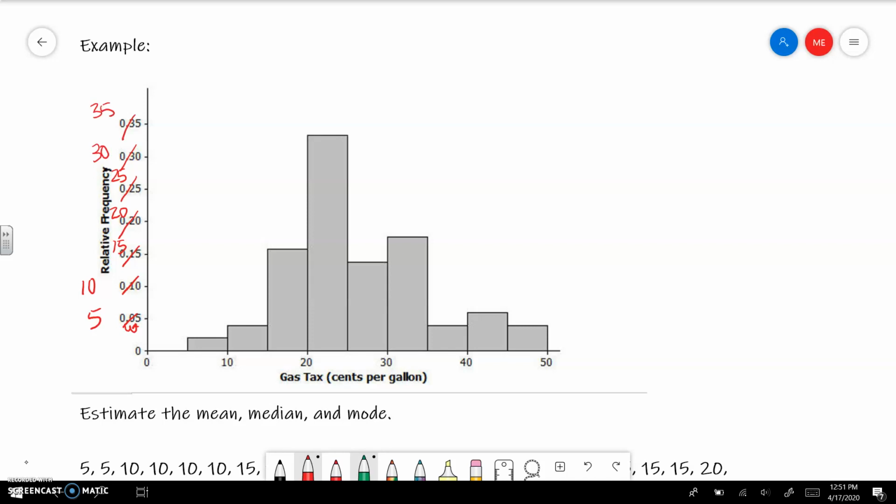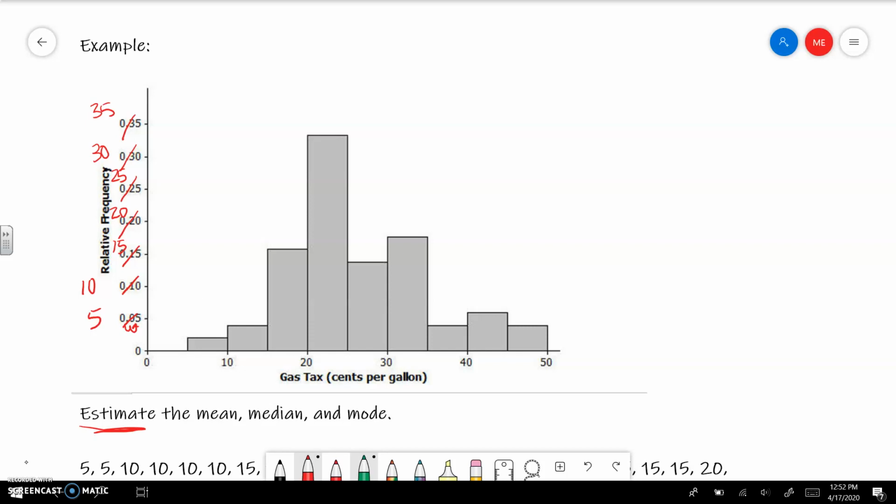And the reason we can do this is because we're doing it with every single one. So it's asking us in this example to estimate the mean, median, and mode. And the reason the word estimate is so important here is because we can't find the exact mean and median and mode because we don't know what the exact data points are.